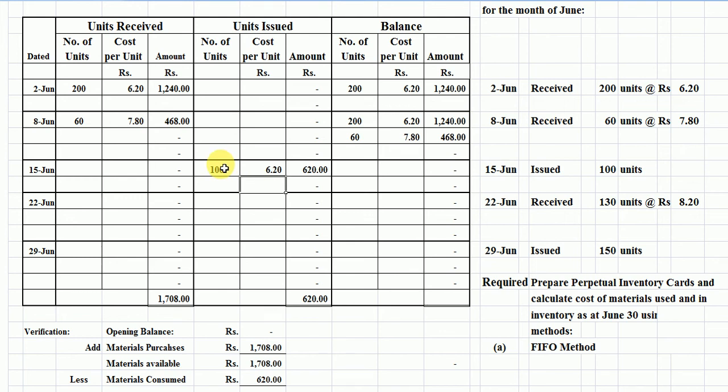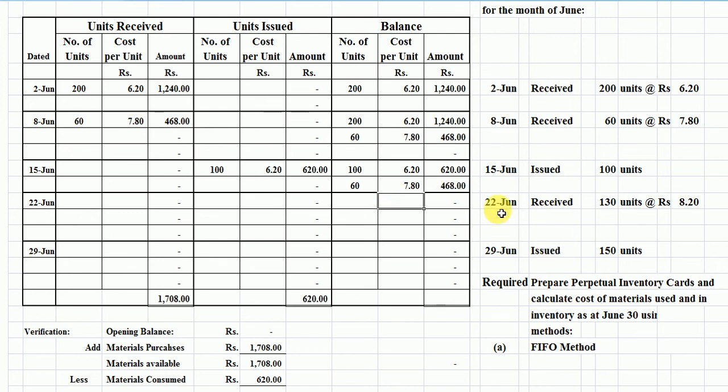Student, these units are sent to production for consuming. Students, now the remaining balance is 200 minus 100, the 100 units here at 6.20. Now the second lot is 60 units here. We have to record 7.80 per unit cost here. Students, now we have a current stock of 160 units here.